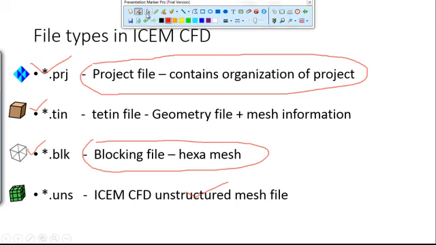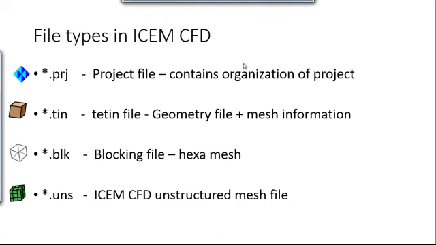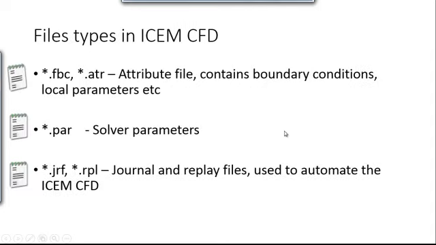And then there come some less important files, but they are there. For example, for the boundary conditions and the solver parameters, we have the .atr or .attributes file, .par solver parameters, .grf, .rpl. These are the general replay files used to automate the ICEM CFD.